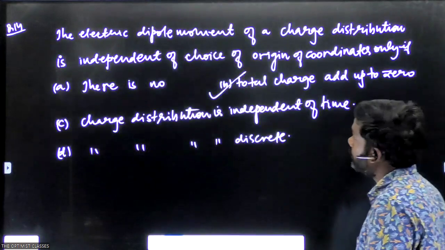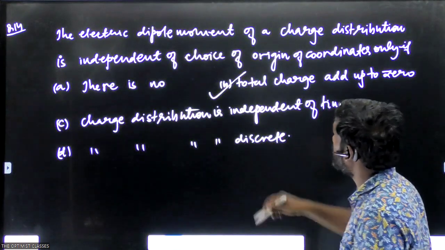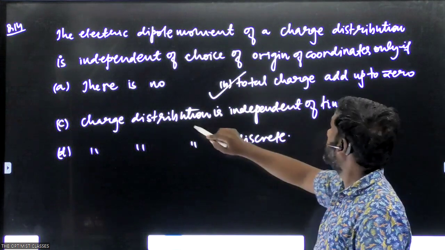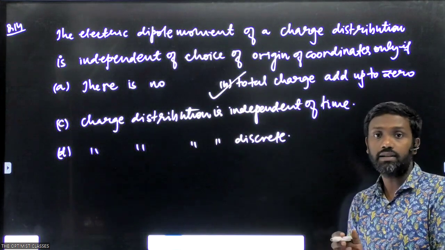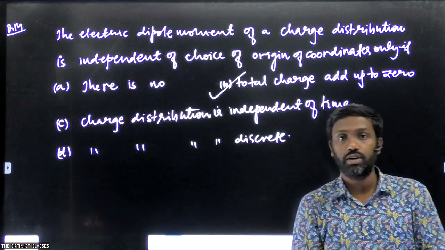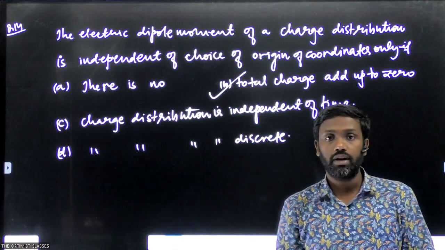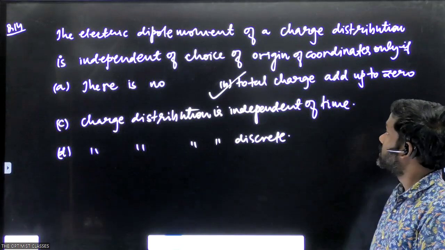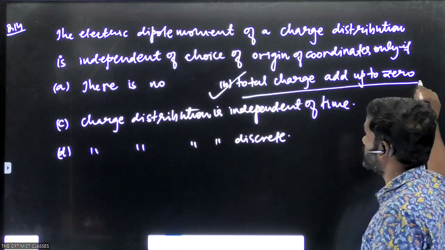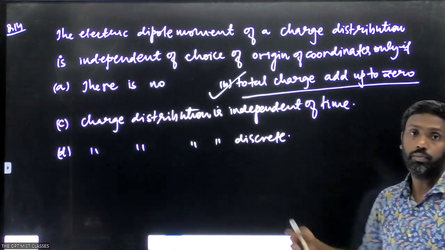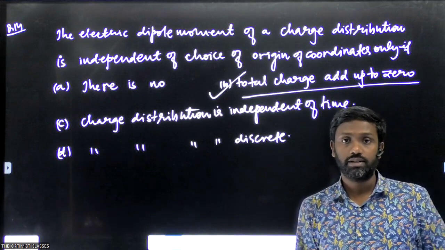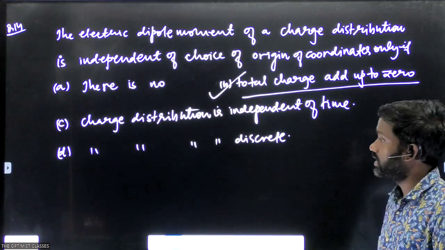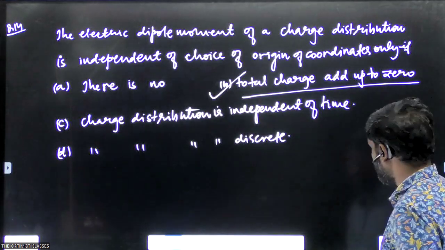Now the question says the electric dipole moment of a charge distribution is independent of the choice of the origin of the coordinate system only if. So this is a very well known fact that for a charge distribution, the electric dipole moment is independent of the choice of the origin of the coordinate system only if the total charge is zero. Whenever the total charge is zero, this dipole moment becomes independent of the choice of the coordinate system. So therefore option B is correct. This is a very well-known fact from the discussion of electric dipole moment.